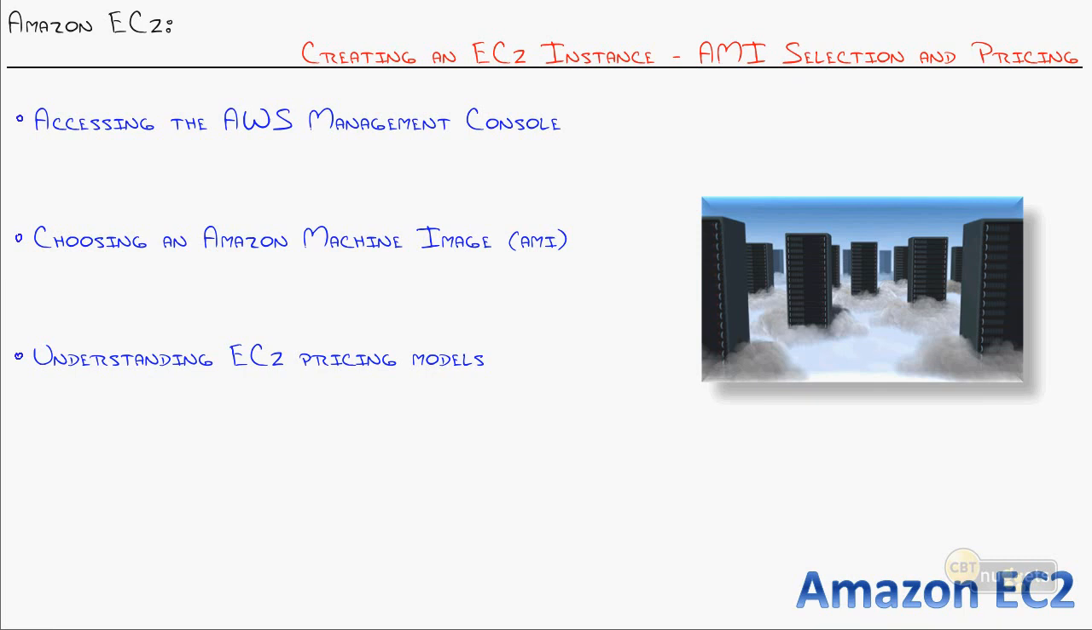So I want to take you where just about everybody goes first in AWS, and that is EC2. Let's create some virtual machines, some images in the cloud. We're going to look at creating an EC2 instance, both picking the AMI, the Amazon Machine Image that we're going to build it from, and then looking at how to price this thing.